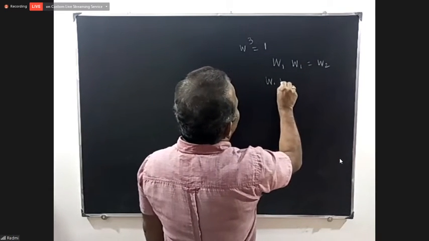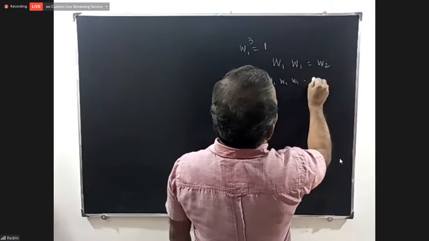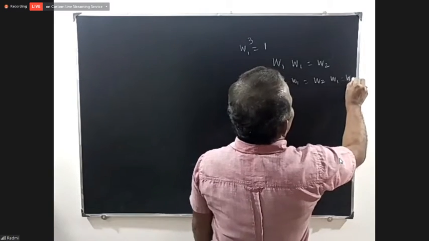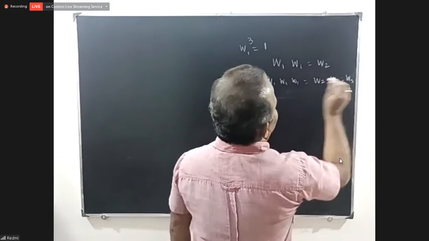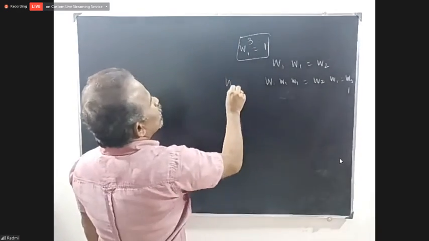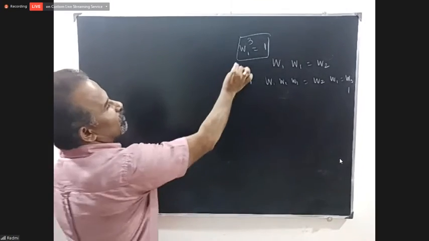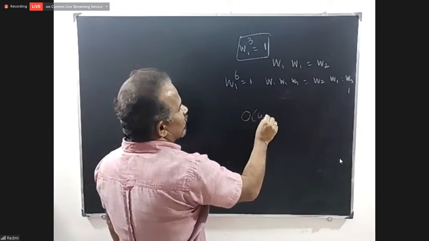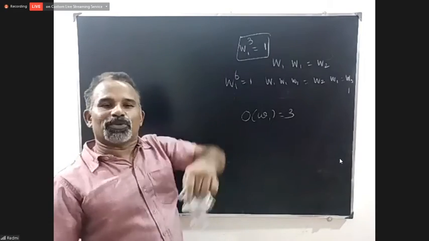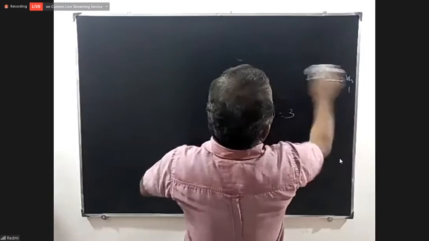Again, W1 into W1 into W1 is equal to W2 into W1. This is equal to W3, that is 1. So therefore, W1 cube is equal to 1, W1 power 6 is equal to 1. Likewise, we can calculate. So therefore, the order of W1 is equal to 3. This will be the least positive integer. You can check it.